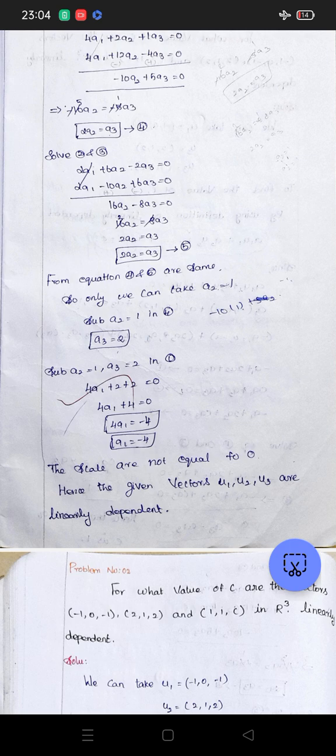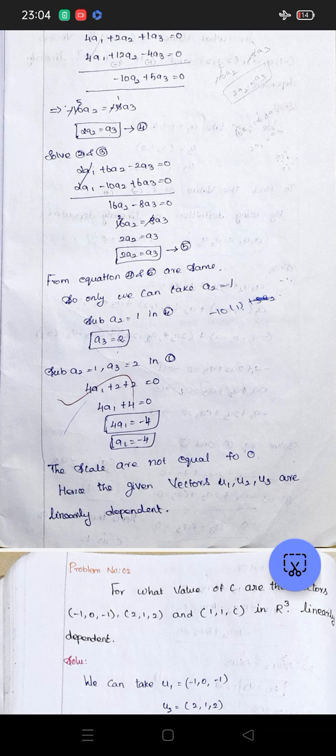So only we can put a3 or a2 is equal to 1. Here a2 is equal to 1 means that the a3 value is equal to 2. So substitute a2 is equal to 1, a3 is equal to 2 in equation number 1. So 4a1 plus 4 is equal to 0. Simplifying this term, a1 is equal to minus 4.